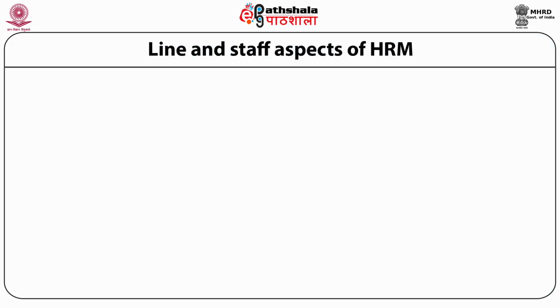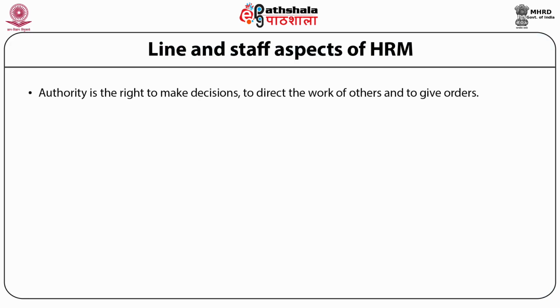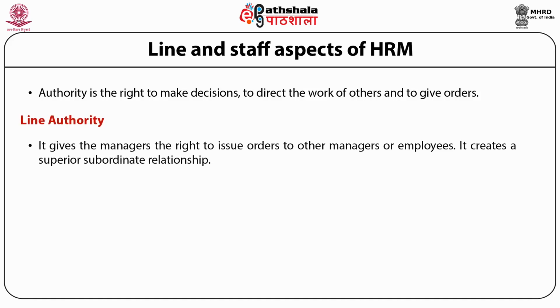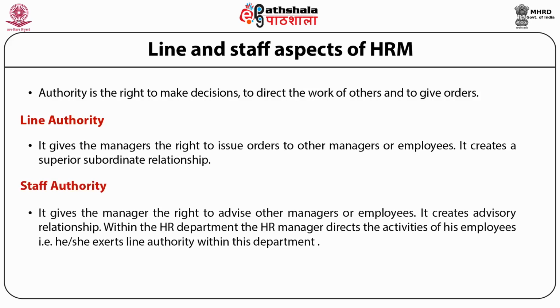Line and staff aspects of HRM. Authority is the right to make decisions, to direct the work of others, and to give orders. First is the line authority. It gives the managers the right to issue orders to other managers or employees. It creates a superior-subordinate relationship. Next comes the staff authority. It gives the manager the right to advise other managers or employees.